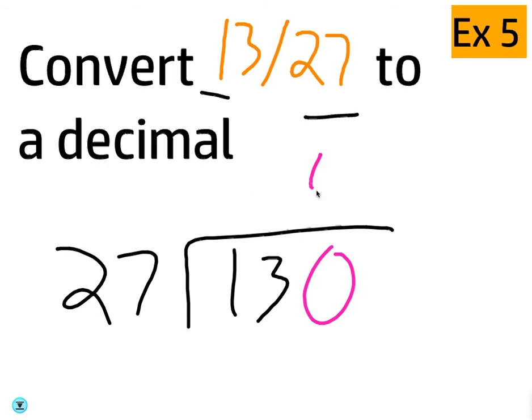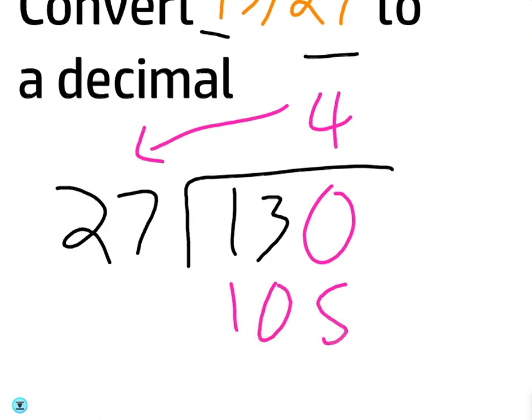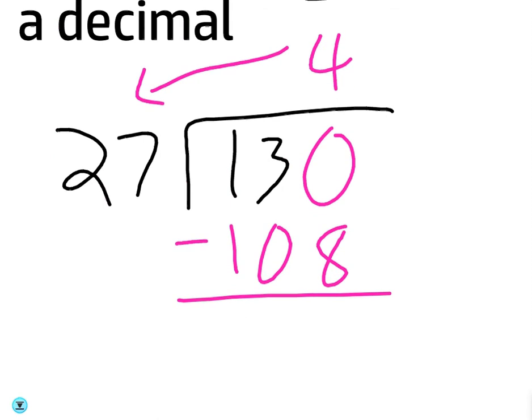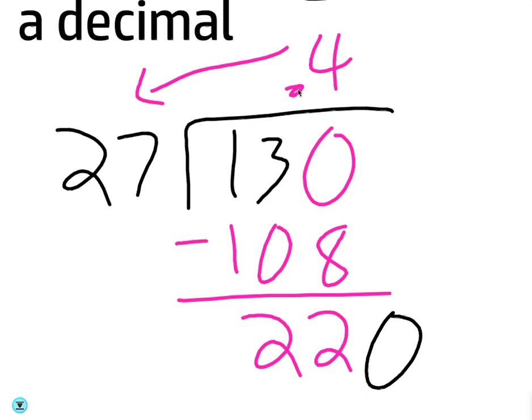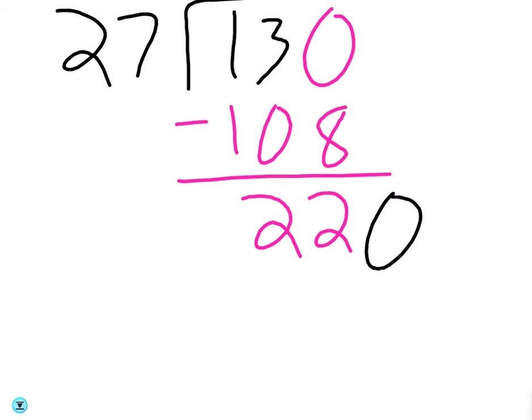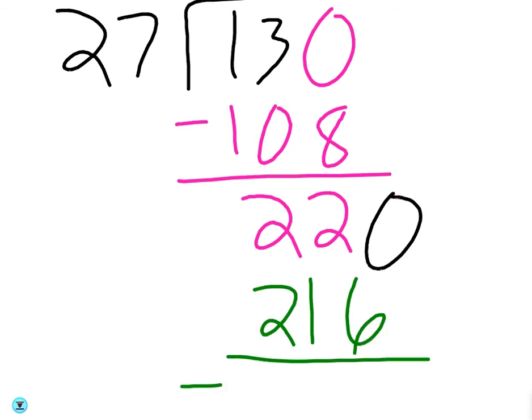I messed up again. I should put the 4 there. Okay. 4 times 27 is 108. 130 minus 108, 22. 27 does not go into 22, so got to put a 0 there. Somebody know how many times 27 goes into 220? And I forgot to put my decimal there when I put the first 0. Right, so it's going to be 0.4. Is it 8? You sure? Okay. What's 8 times 27? 216. Subtract, and we get 4.